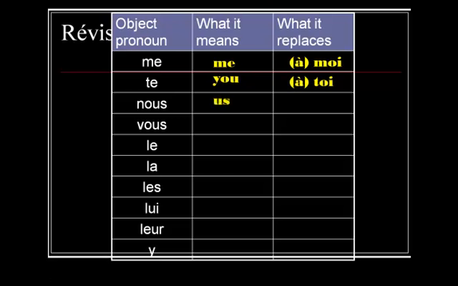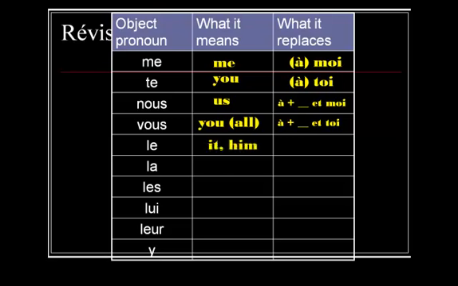Nous, as an object pronoun, means us, and it's going to replace à plus somebody et moi. So it's like somebody's name et moi, or mes amis et moi, or ma famille et moi, but it's where it's me and one other person. Vous means you, formally, or you all, if you're talking to more than one person, and it's going to replace à and somebody et toi, so you plus someone else.